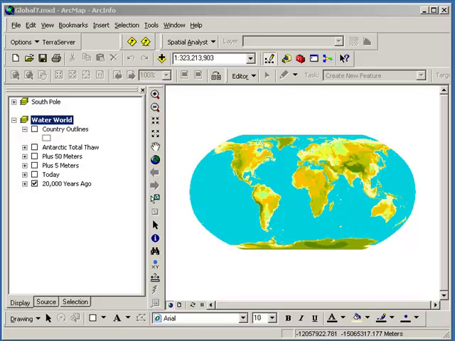In this example, let's take a look at sea level rise. We've all seen all sorts of predictions about what would happen if sea levels rose due to a global climate warming period.